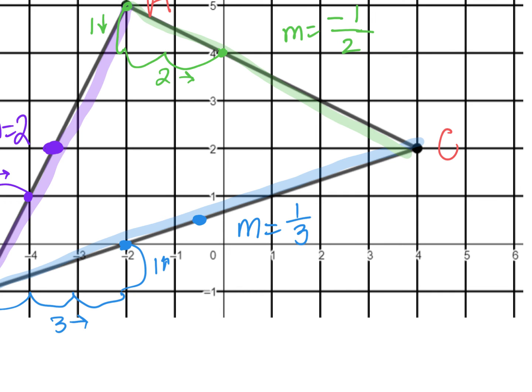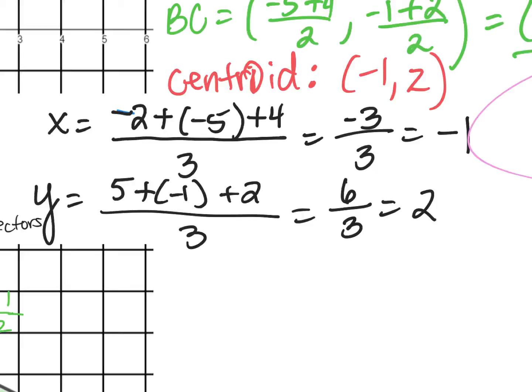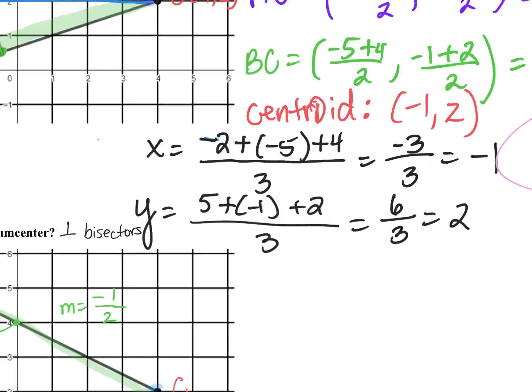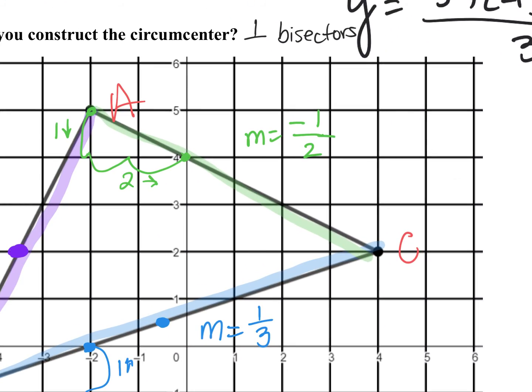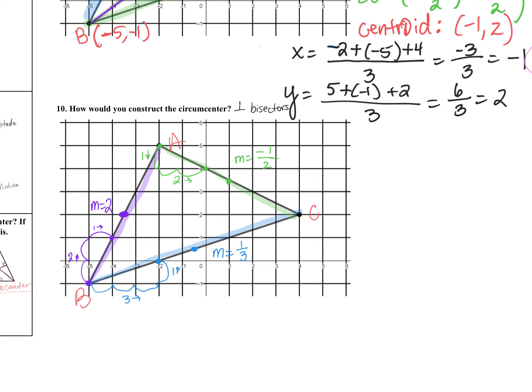And the midpoint of AC was 1 and 3.5. Okay, so in order to construct the perpendicular part, it has to be perfect. I need to write a perpendicular equation to this side and to this side. So let's go ahead and draw a perpendicular bisector to AB.